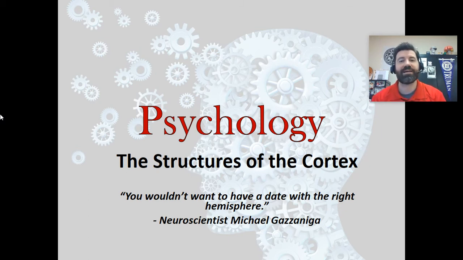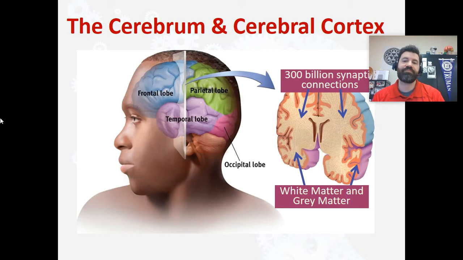You may recall in our last lecture we talked about subcortical structures. So, think about that word subcortical. Sub, that prefix means below. So, now we're talking about the stuff above it: the cortex and the cerebrum. So let's take a look at this image here.